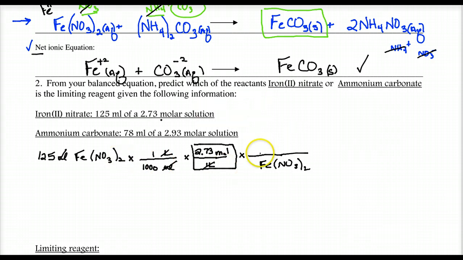Fe(NO3)2, and then, of course, we're going to go to (NH4)2CO3, and it's a 1-to-1. We did a lot of writing to cancel that out. You might say, well, I don't like doing that, but hey, it's good practice to do that. So I've got moles of ammonium carbonate.